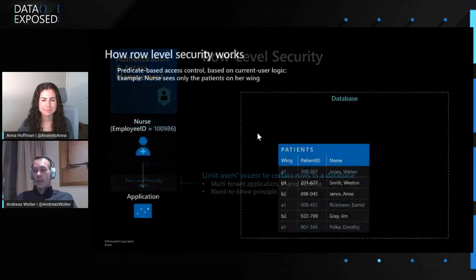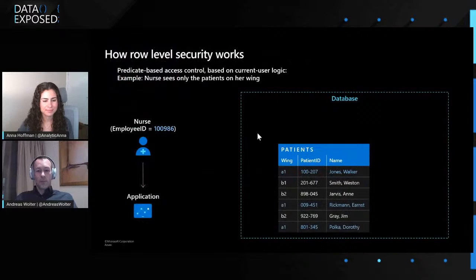So I will not show a T-SQL demo. I'm going to spare you this for now for this video, but just to give you an idea of how this works, we have here an example of a hospital. There are nurses, for example. They are in a database schema. They have a representation with an employee ID, in this case 100986, and they use an application. And there is a table inside my database called patients with data from all my patients.